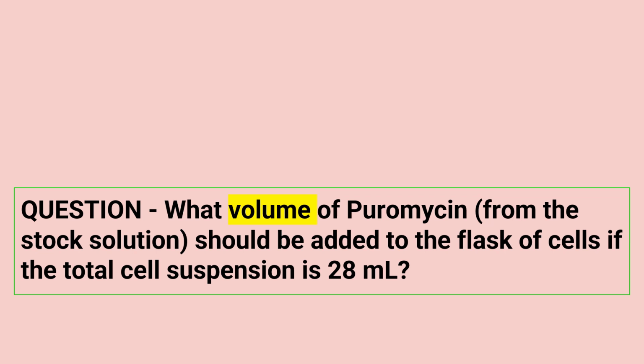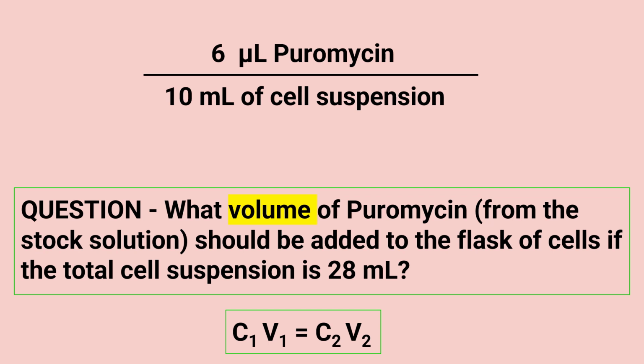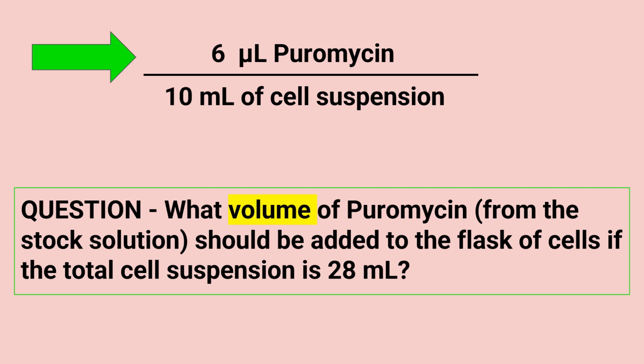Here's another question. What volume of puromycin from the stock solution should be added to the flask of cells if the total cell suspension is 28 milliliters? We can use our C1V1 equals C2V2 equation as we did before to answer this question. However, let's take a look at what we know so far. We know that 6 microliters of puromycin is needed for every 10 milliliters of cell suspension.